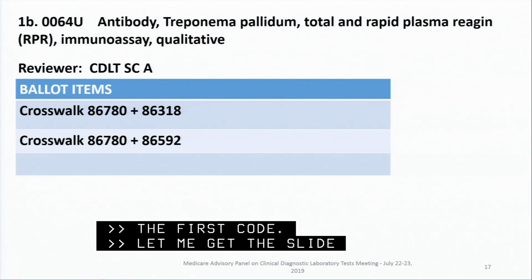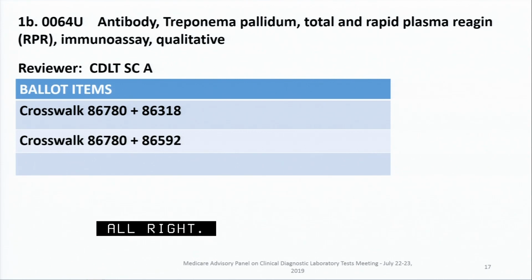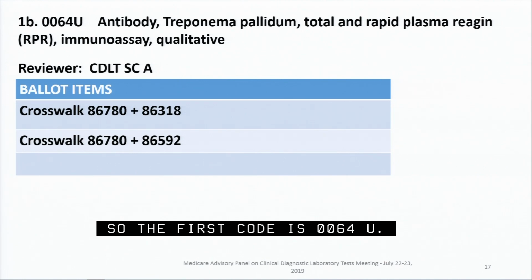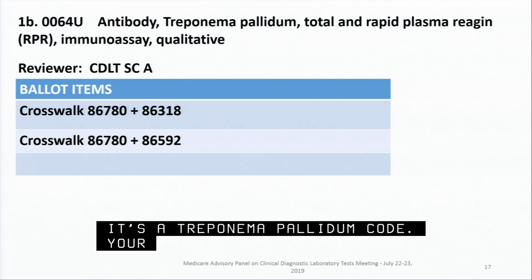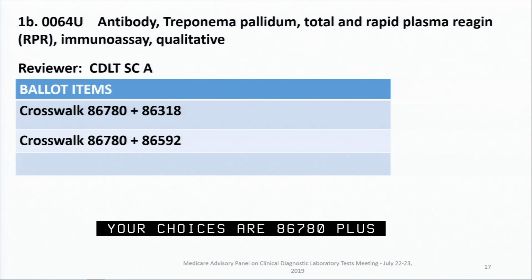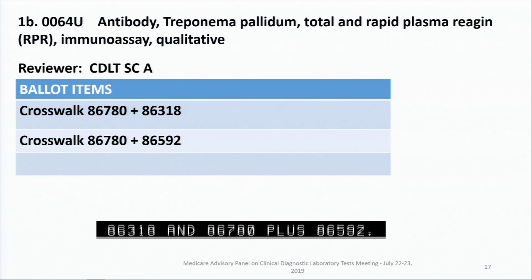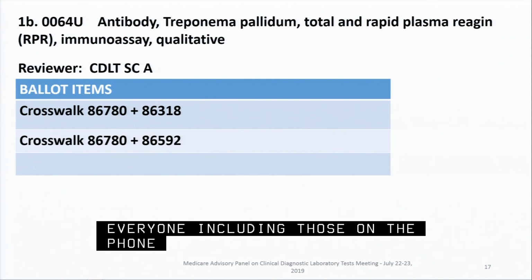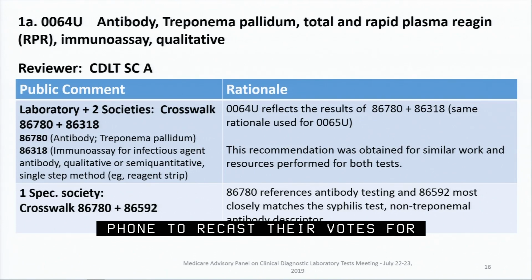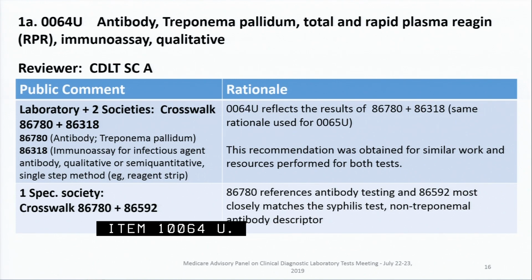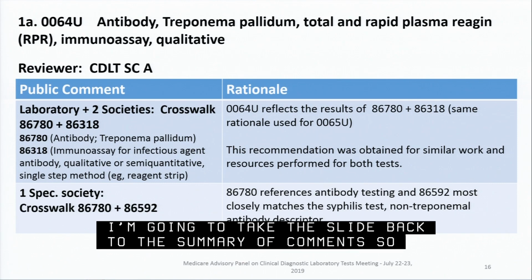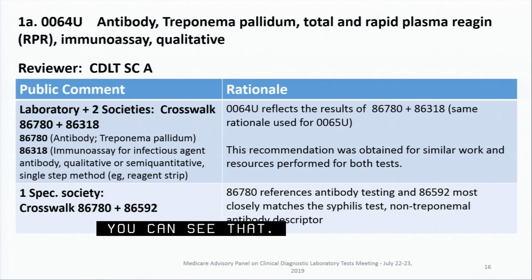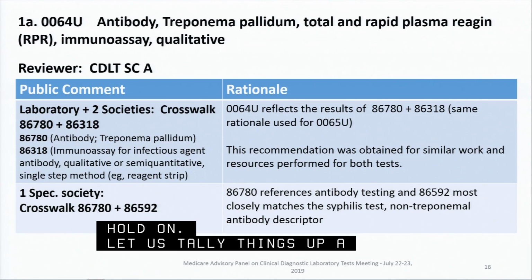All right, so the first code is 0064U. It's a Treponema pallidum code. Your crosswalk choices are 86780 plus 86318 and 86780 plus 86592. So I believe the request is for everyone, including those on the phone, to recast their votes for item 1, 0064U. I'm going to take the slide deck back to the summary of public comments so you can see that. Perfect. So hold on, let us tally things up, and then we're going to move on to the second code, which I believe we need to re-vote on.